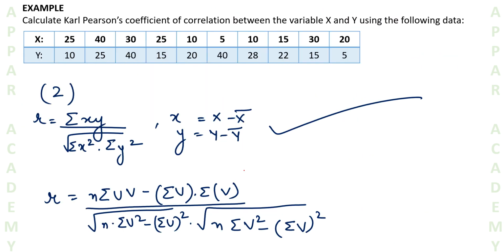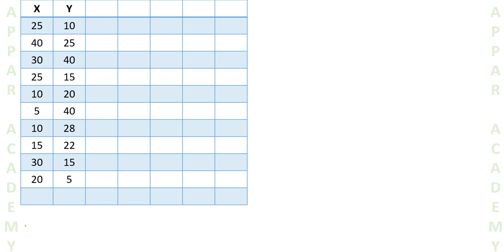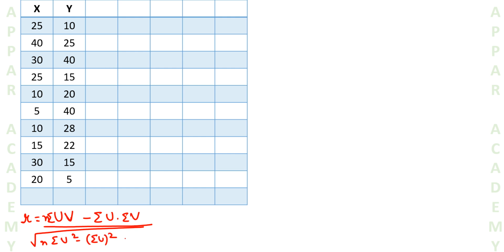We'll just write out the formula first. What we need is r is equal to n summation uv minus summation u into summation v, upon square root of n summation u square minus summation u whole square, into square root of n summation of v square minus summation v whole square. So we have this, right?